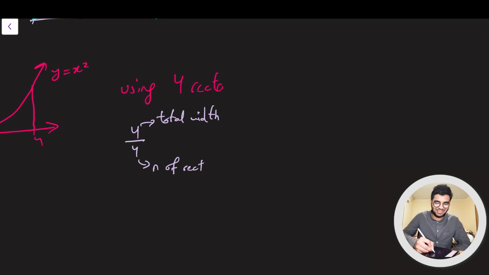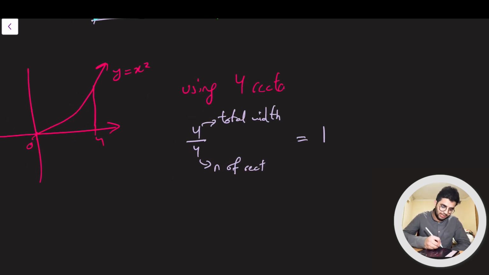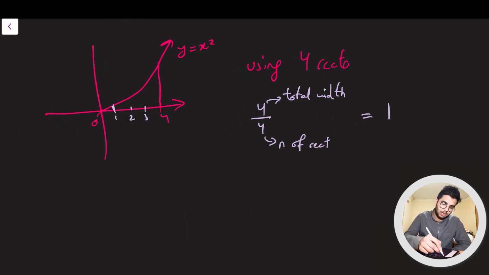Number of rectangles, okay? And then you get 1. So the width of each of the rectangles is 1. So this would be your, oh, spoilers, this would be your portions, okay? Now, we do the same process as we did last time. We'll go with the sum of the upper rectangles, okay?